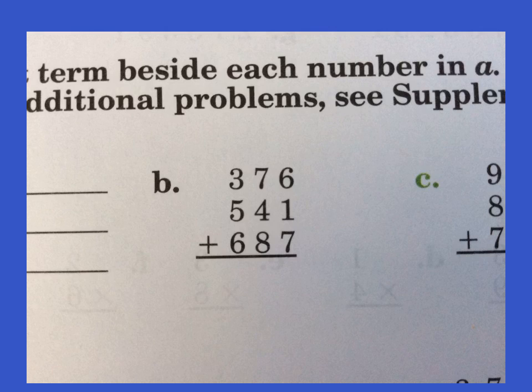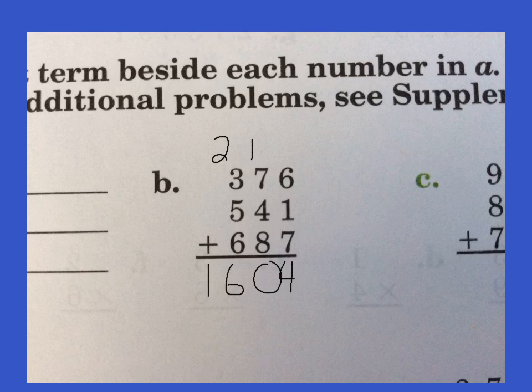6 plus 1 is 7, plus 7 more would be 14. Carry the 1. 1 plus 7 is 8. Plus 4 more would be 12. Plus 8 more would be 20. So we'll put a 0 here and carry our 2. 2 plus 3 is 5. Plus 5 more is 10. Plus 6 would be 16.